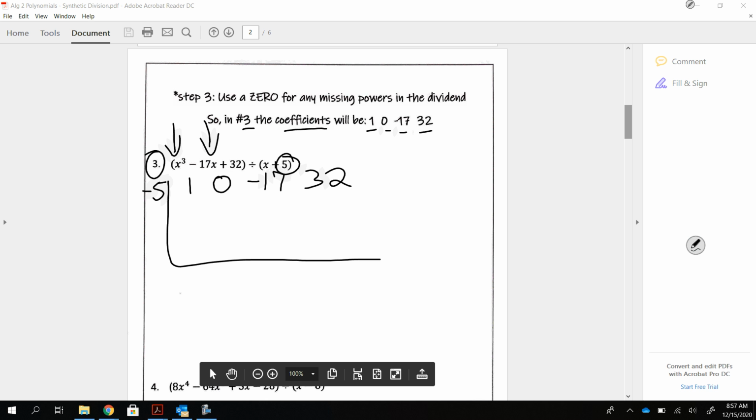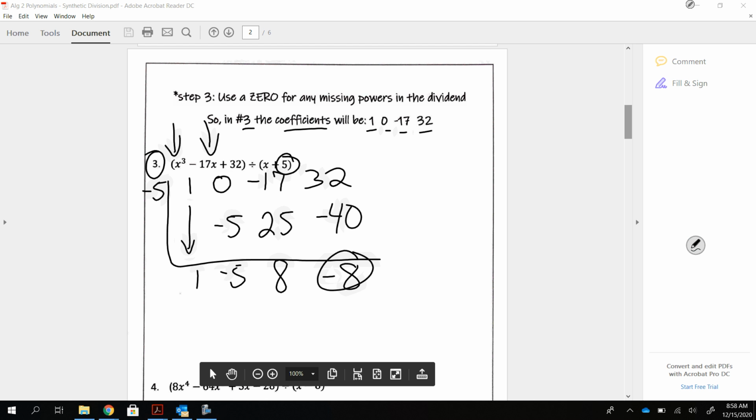All right, we drop this 1 down here. 1, negative 5 times 1 is negative 5. Then 0 minus 5 is negative 5. Negative 5 times negative 5 is a positive 25. Negative 17 plus 25, I guess I am doing the problem. Negative 17 plus 25 is 8. Negative 5 times 8 is negative 40. All right, and then 32 minus 40 is negative 8. We can already tell this one's probably going to be the remainder, but let's just check.